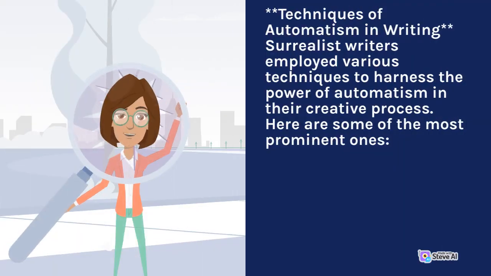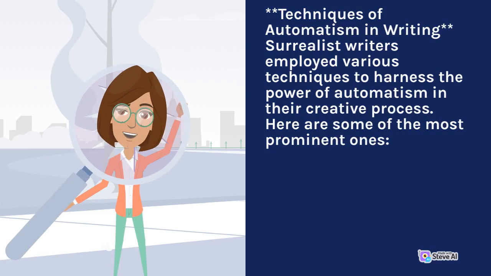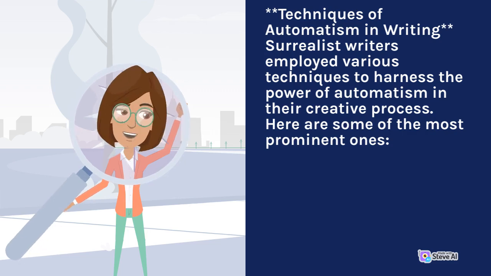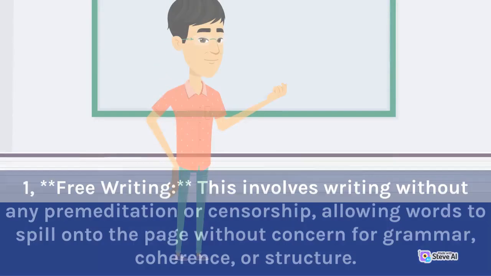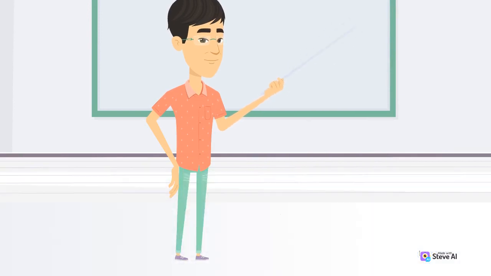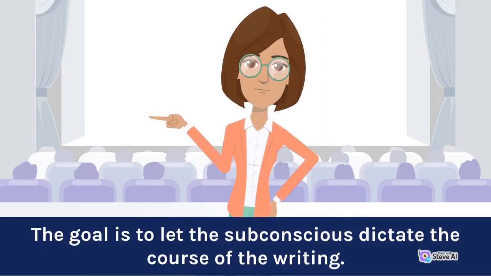Techniques of automatism in writing. Surrealist writers employed various techniques to harness the power of automatism in their creative process. Here are some of the most prominent ones. 1. Free writing. This involves writing without any premeditation or censorship, allowing words to spill onto the page without concern for grammar, coherence, or structure. The goal is to let the subconscious dictate the course of the writing.